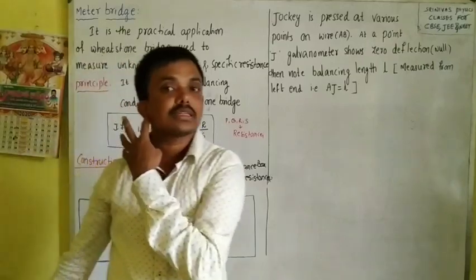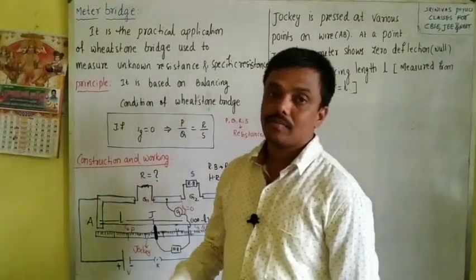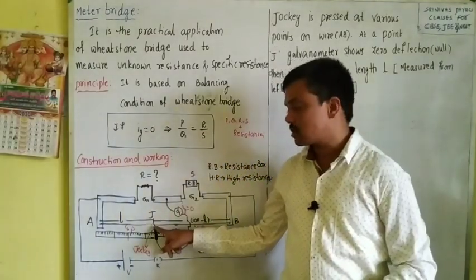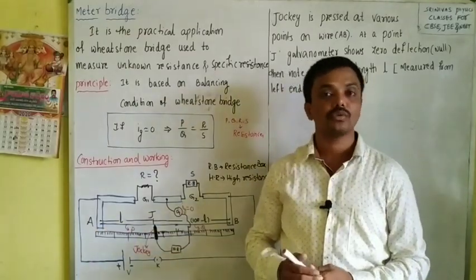Now we have to press the jockey at various points until the galvanometer shows zero deflection. At a particular position, the galvanometer shows zero deflection. That point's distance from the left end is said to be the balancing length, which we have to note.